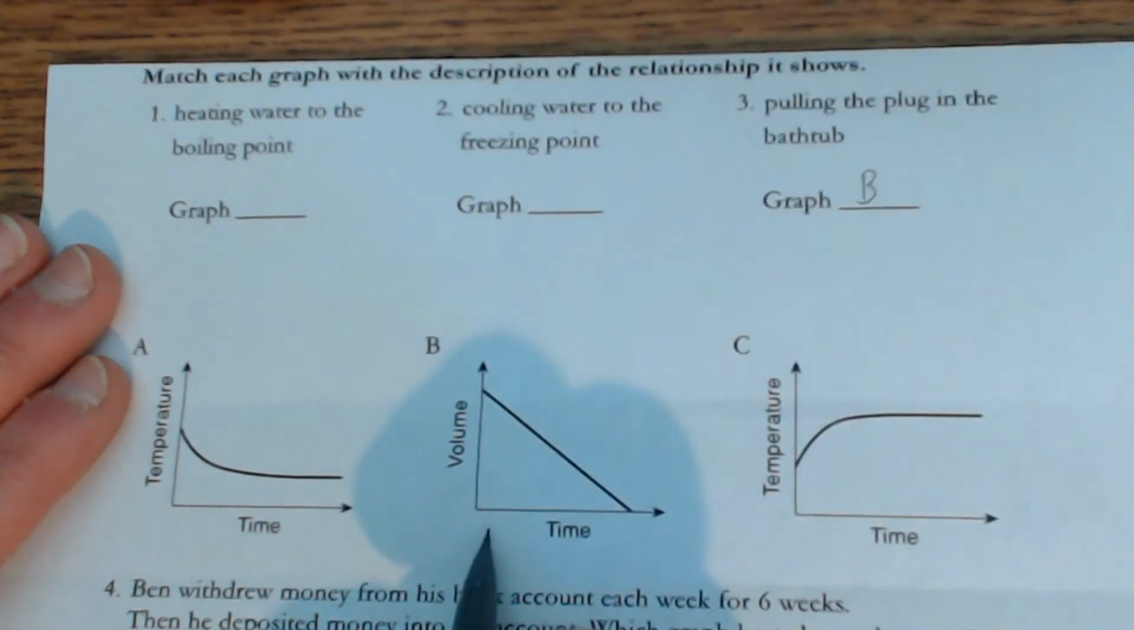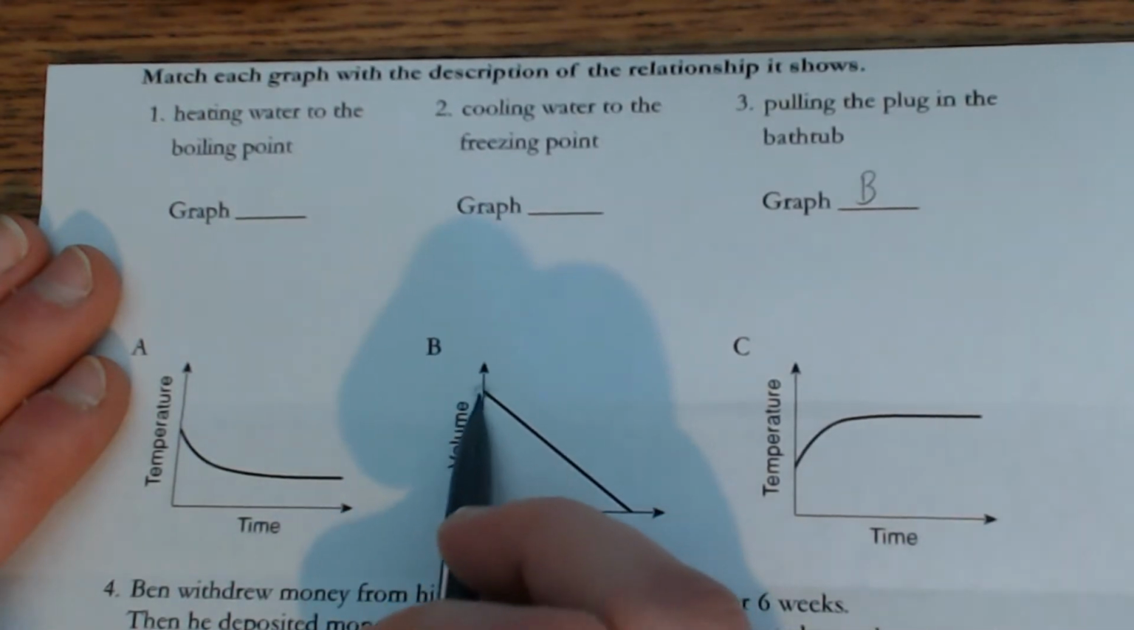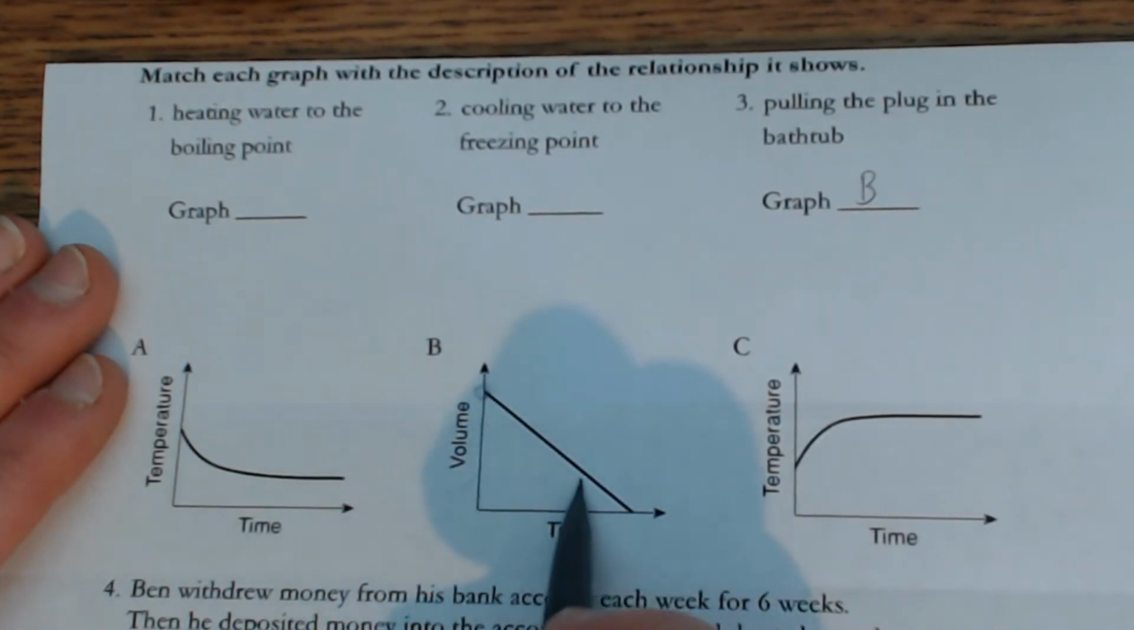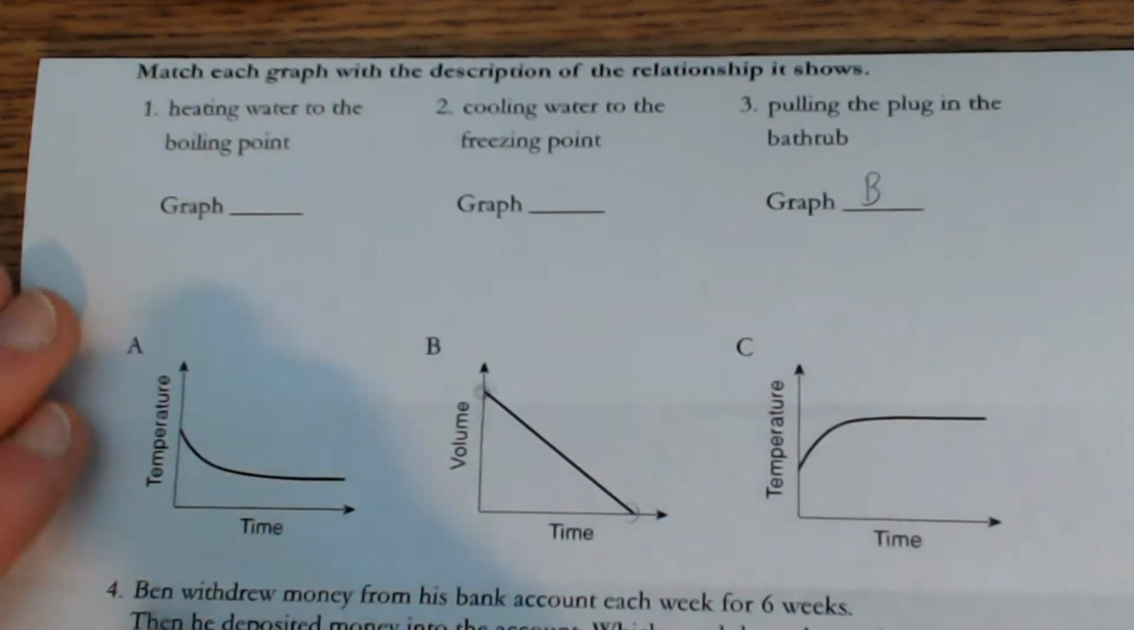And let's actually look at it. Pulling the plug in the bathtub, well, it starts out at no time. It starts out a high amount of water, and then it slowly decreases until we have no water left. So that does make sense in this scenario. Now we can take a look at these 2.